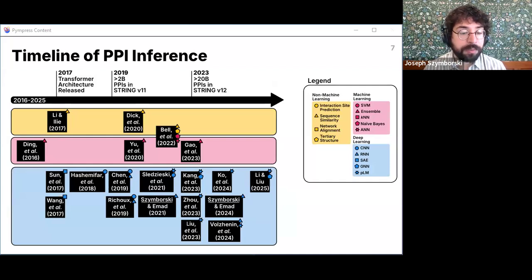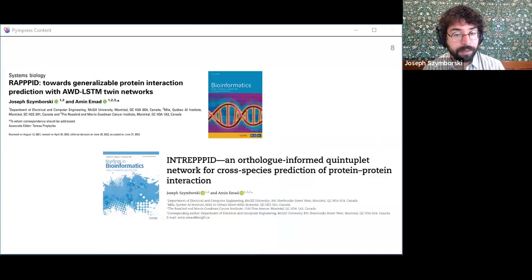We've previously contributed two methods here, which are underlined. The first of those methods, RAPID, demonstrates for the first time how data leakage affects deep learning models for PPI inference, and methods for overcoming that. And that was followed by INTREPPPID, which tackled the problem of cross-species PPI inference.